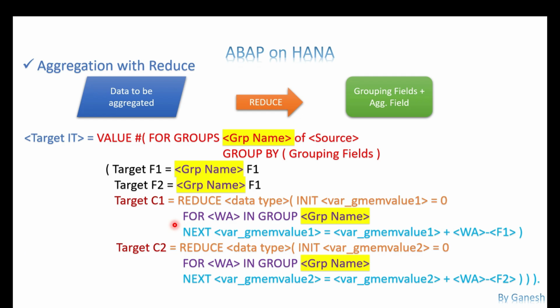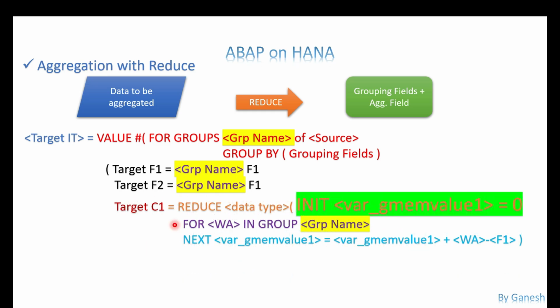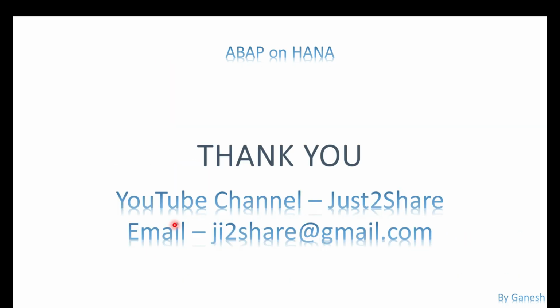So comparatively, whether I go with collect or reduce, reduce is the best choice because it doesn't require a loop. It will just take the entire internal table, do the implicit looping, and get your values added in your target internal table. Okay, let's get into the system. Anything else? No.